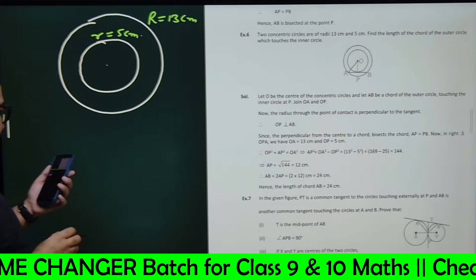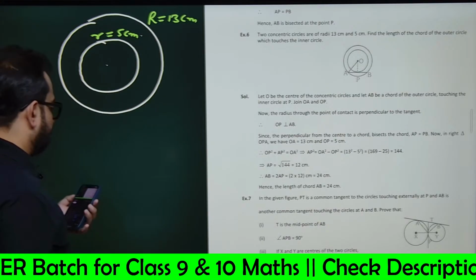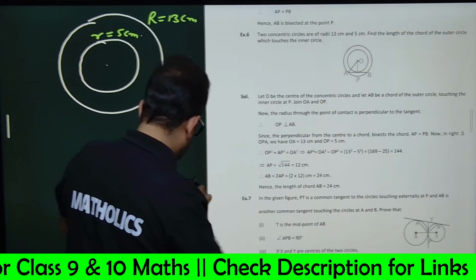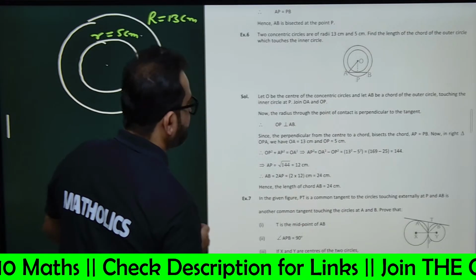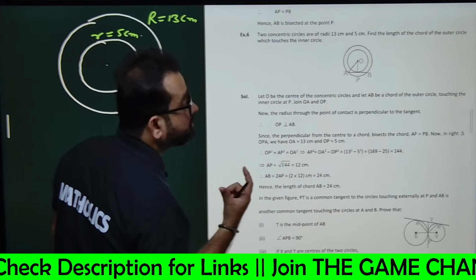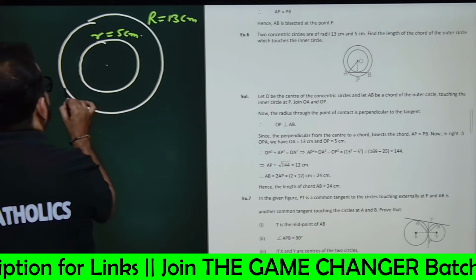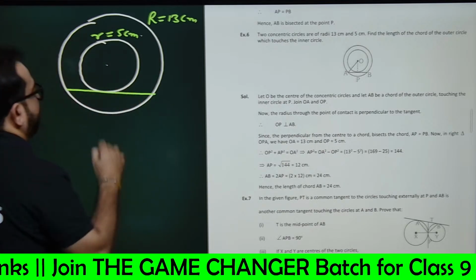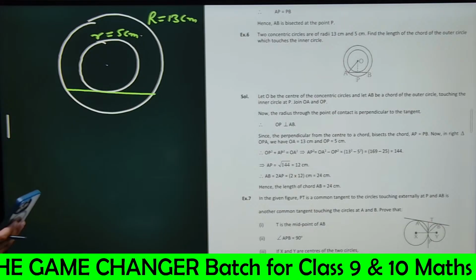Okay. Now see, what to do now? In this question, you have to find the length of the chord of the outer circle. This one. This is the length which we have to find out.